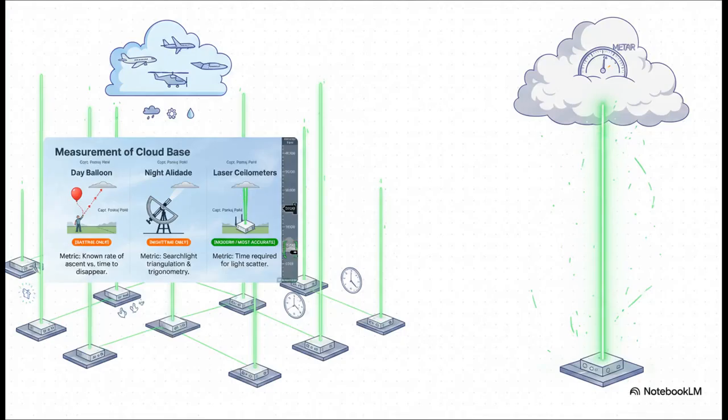In the modern era, we rely heavily on laser ceilometers. This is, without a doubt, the most accurate method currently in use. Here's how it works. A laser pulses completely vertically into the sky, hitting the cloud base, and the receiver down below measures the exact time it takes for that light scatter to reflect all the way back down. Speed of light, time of travel, bam, you have incredibly precise altitude data ready to go for your METARs.